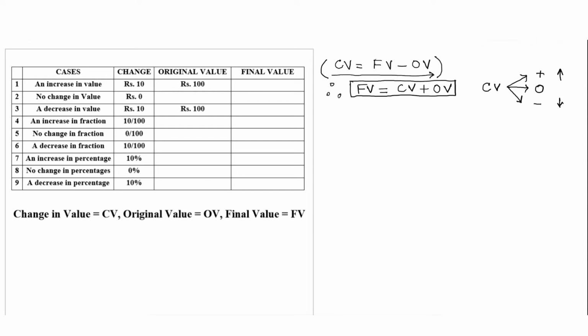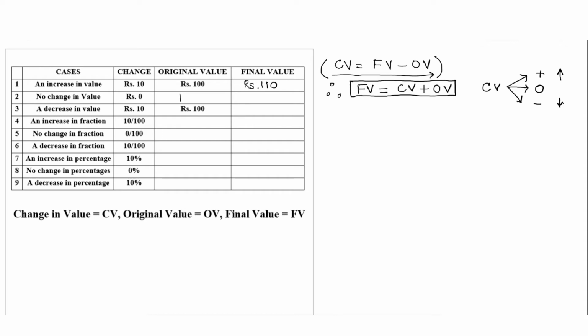Before I move on to the next stage, whatever we have learned, we here refers to learners, let us try and practice it as well. So now when I'm looking for the final value in the first case, and I know that the final value is the original value plus the change in value, and in the first case the change is positive, can I just fill this box as rupees 100 plus 10, which makes it 110?